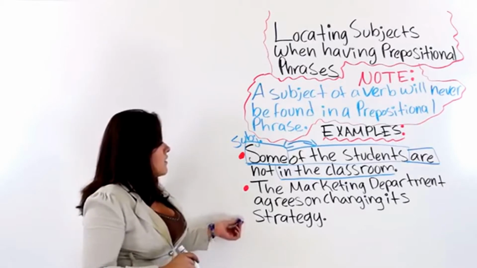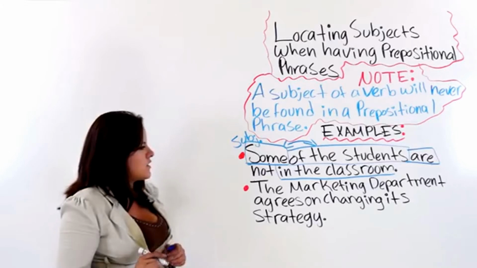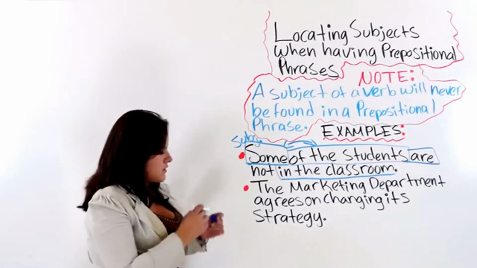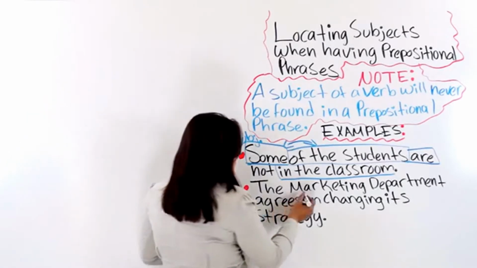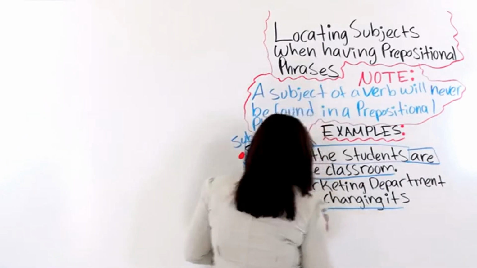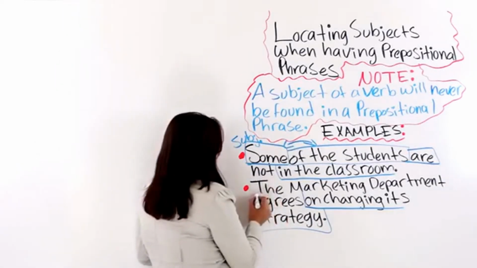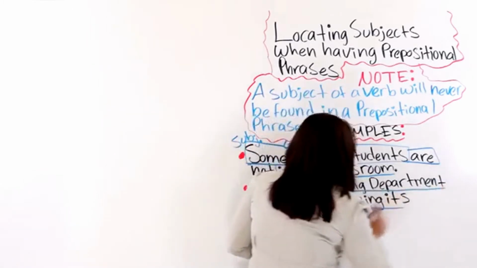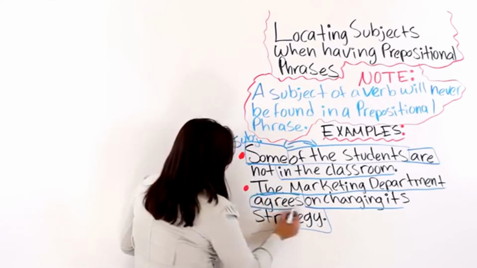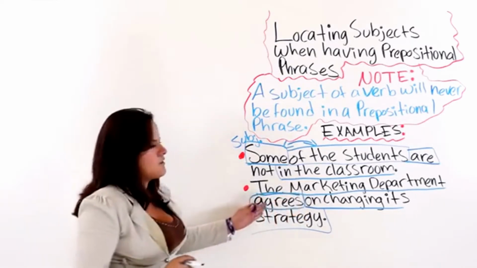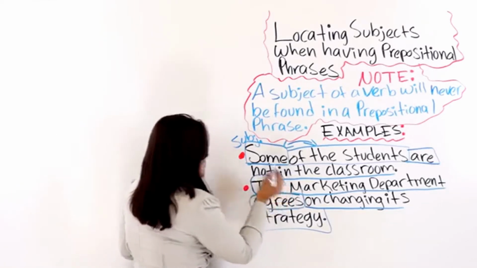The next one says, the marketing department agrees on changing its strategy. We have a prepositional phrase here. And well, this is really easy. This one is very, very easy. The marketing department is a subject. It is a singular subject. So, the verb agrees with its subject.